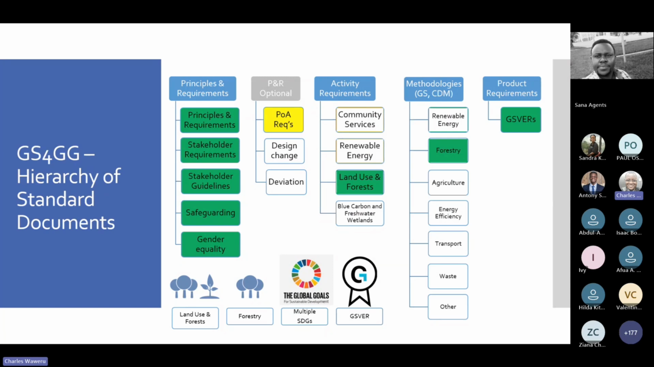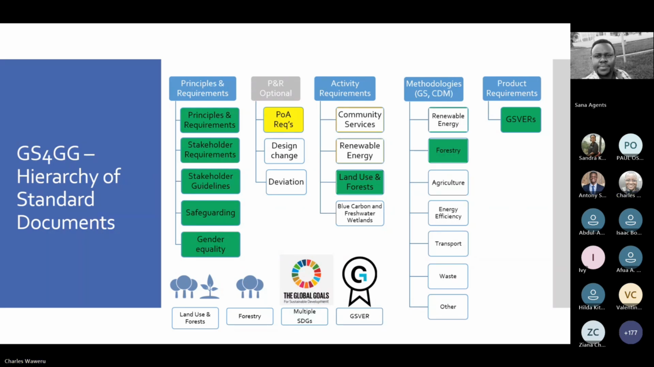Now, again, we have to reiterate the principles of the Gold Standard because these are documents and procedures that must be implemented. If you can remember from our second lesson, we looked at the hierarchy of standard documents, and this is just a recap for those of you who were there, and those of you who were not there, please go to our second module to look at the understanding of the principles and requirements, activity requirements, methodologies, and product requirements insofar as the Gold Standard is concerned.